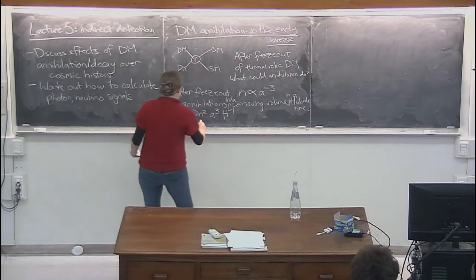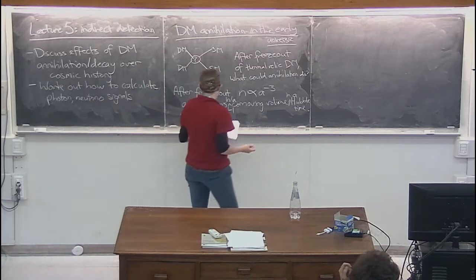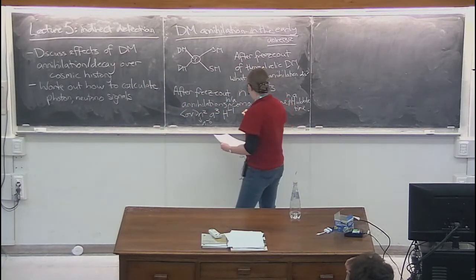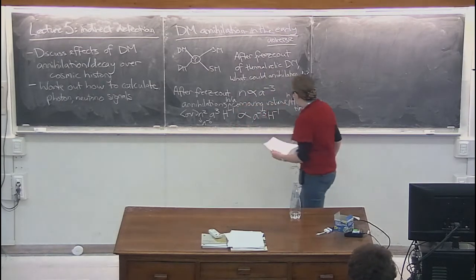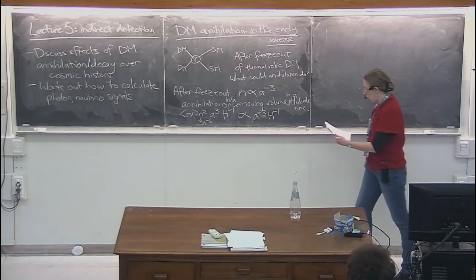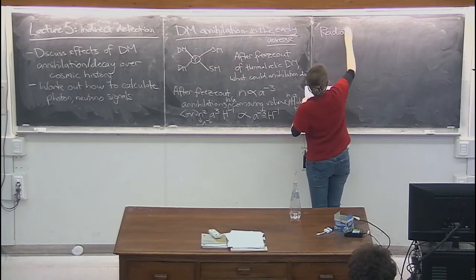So we know that n squared is like a to the minus 6. So this rate is going to scale like a to the minus 3, H to the minus 1, if sigma v doesn't change over time. So during radiation domination, how does this scale?